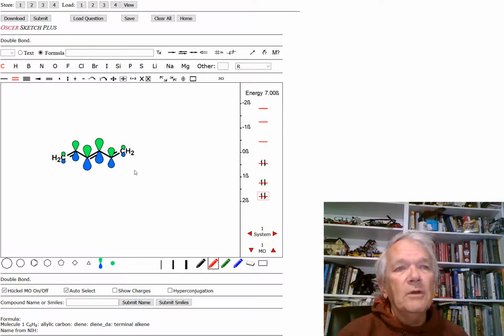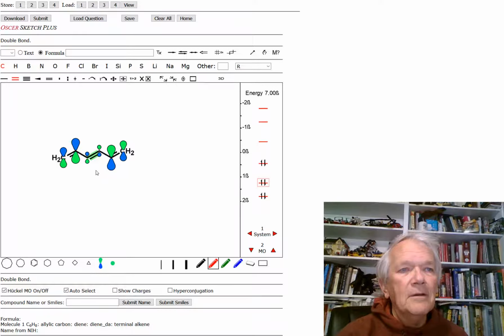Here we start with one orbital of 0 nodes. We go up to orbital 2. We have 1 node down the middle. Okay. We go up 1 more. We have 2 nodes. There's 1 node there, 1 node there. Now we go to the first antibonding orbital, and there's 1 node there, 2 nodes there.